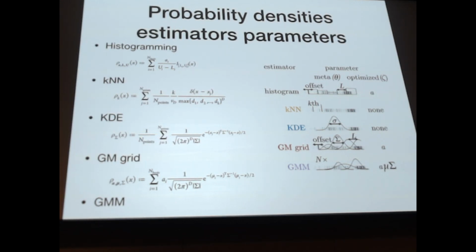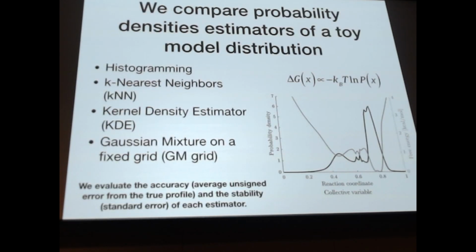So that's a brief description of all the probability density estimators. And before we went back to the problem of Calmodulin, we basically evaluated the performance of these estimators on a toy model, for which you can see the probability distribution here in black and the corresponding free energy here in gray. So we picked this specific form because it kind of looks like a double well potential, but you do have uneven features that make the density estimation a bit more complicated.